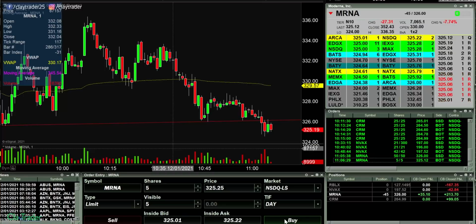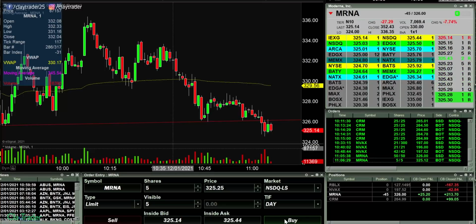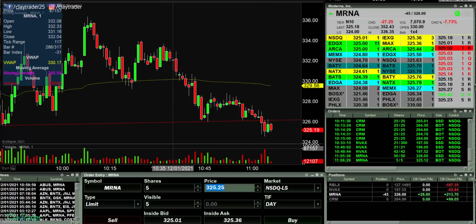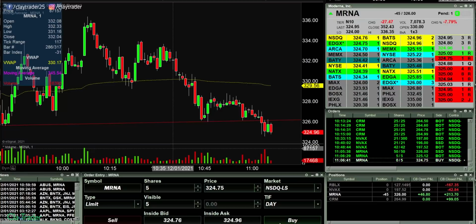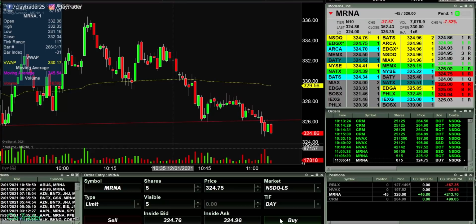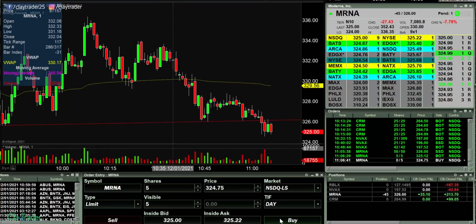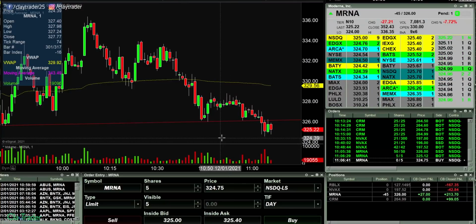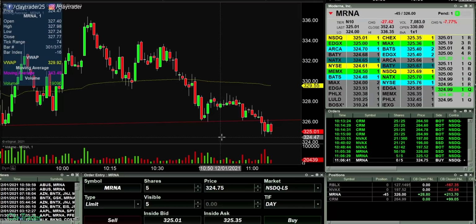So I took out a small portion there just to lock in a couple of gains. But really looking for the break of, and there it is. Let's see if we can now get some more momentum to the downside. Well, I guess 324.50 is going to be that true breakdown point.